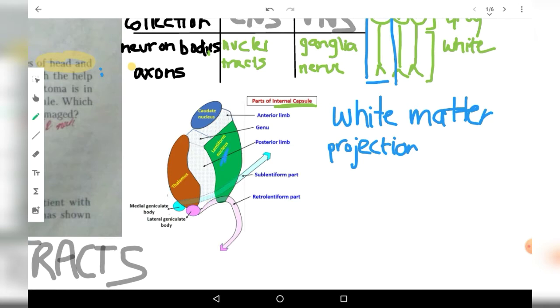So you know what the lentiform nucleus and caudate nucleus are. Why is it called a nucleus? Because there are many neuron bodies, and since this is in the CNS. An internal capsule has three main parts: the anterior limb, genu, and the posterior limb. Why it is important to know, we'll see later, because different tracts pass through different parts of the internal capsule.